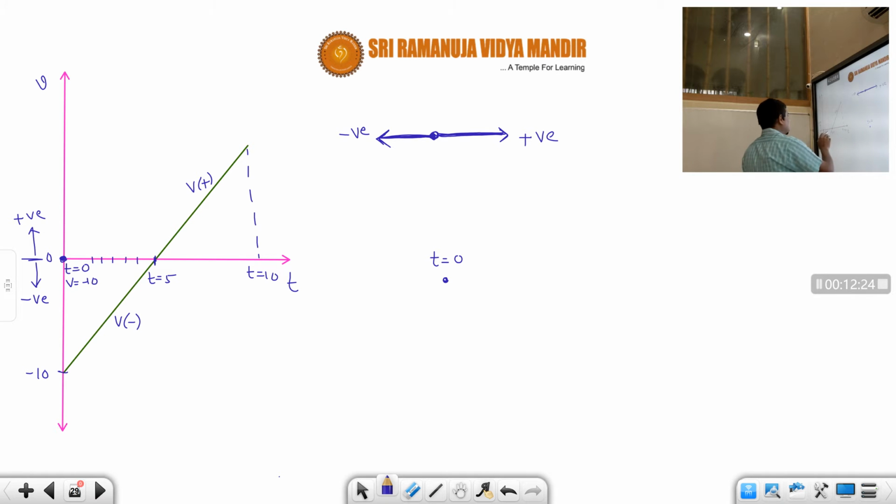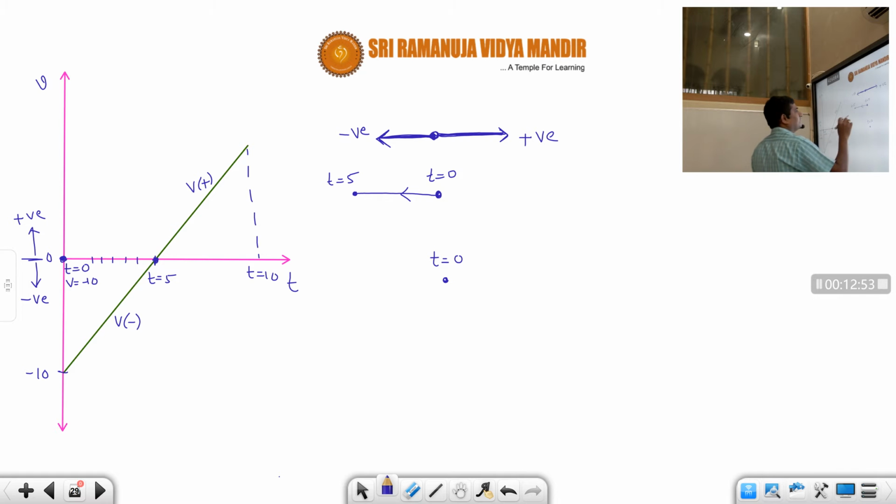Then afterwards, as time increases, the velocity is towards negative, that means it is towards left side, that means its motion is towards left side. I hope, students, you are clear. So that means it is going towards left side up to some t equal to 5 seconds. This is t equal to 0. At t equal to 0, it is having minus 10 meters per second, then minus 9, minus 8, minus 7, minus 6, minus 5, minus 4, minus 2, minus 1, minus 0. At t equal to 5 seconds it is 0.